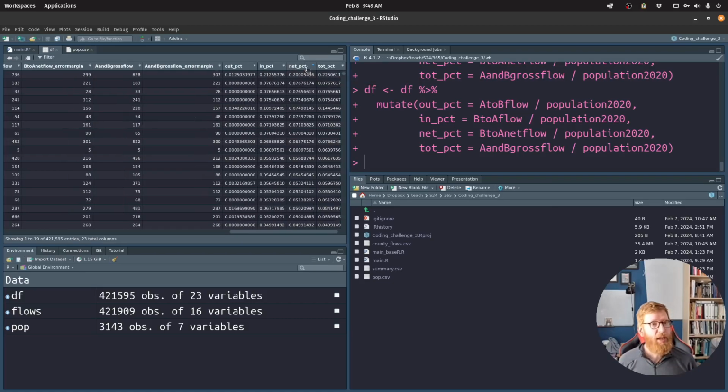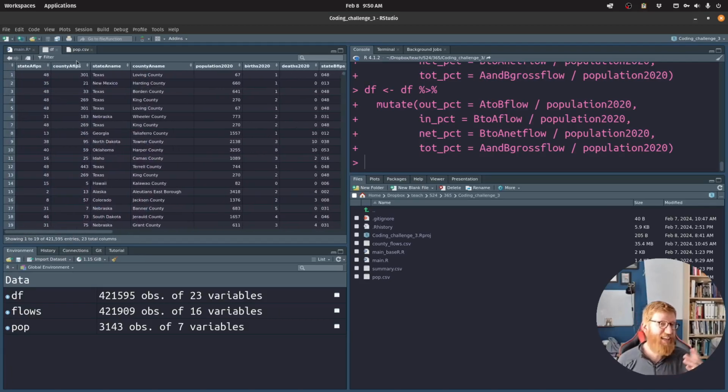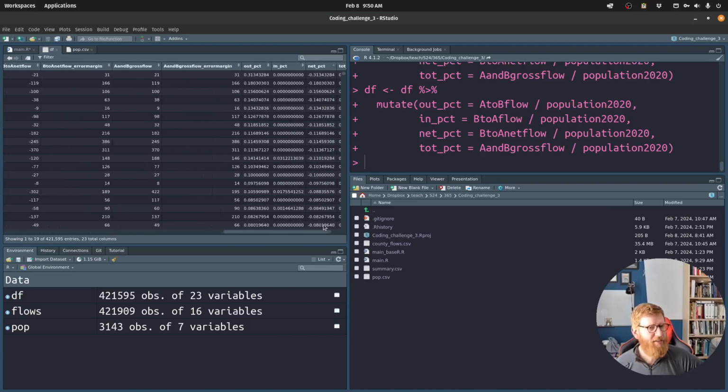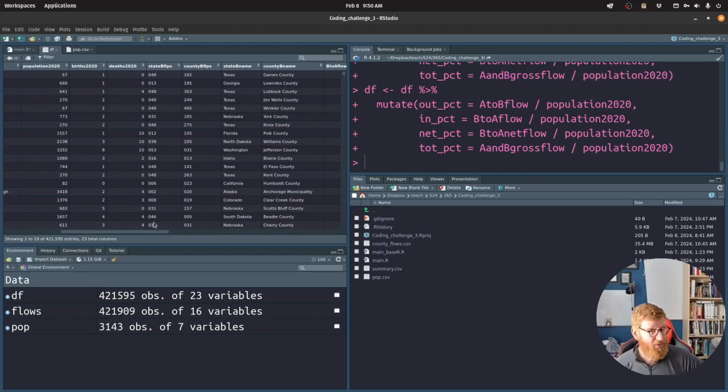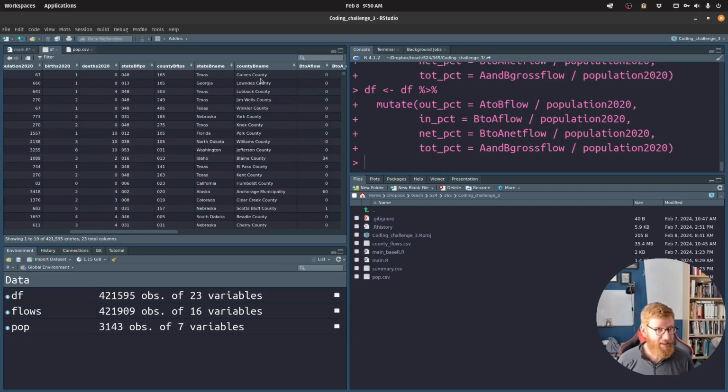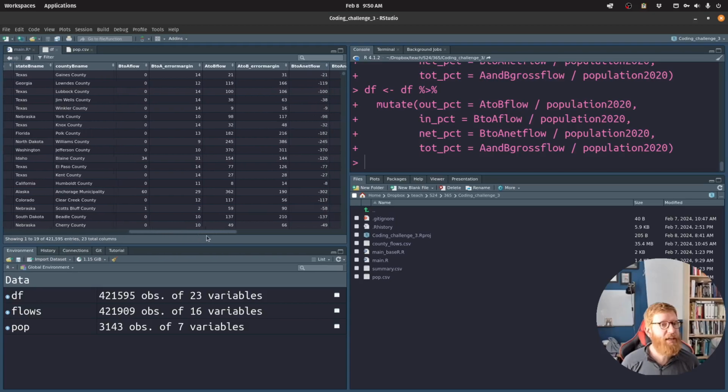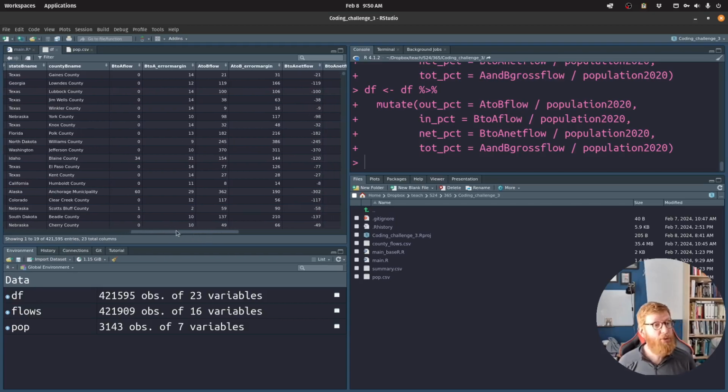So if we want to know where is the least popular place, we can look at the biggest negative net percentage. And the biggest shift is people moving out of Loving County. Out of Loving County into Gaines County. Loving County is near Corpus Christi, but it's not Corpus Christi itself. So it's basically there's nothing there. Gaines County, I'm curious where that is, but let's see, A to B flow. So 21 people moved from Loving County to Gaines County.